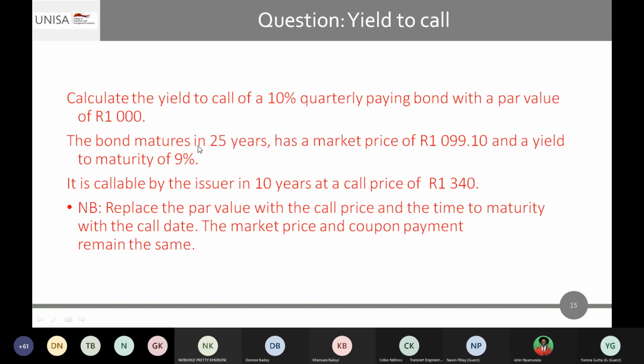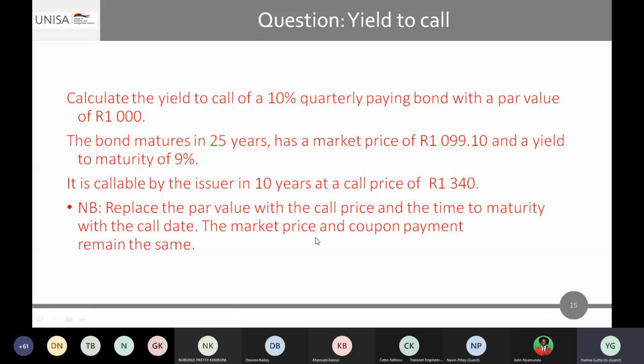Okay. Let's go on to question yield to call. Some of you have answered already. We'll just wait for the few of us to be on. So see, I've given you a clue. Replace par value with the call price, like we did previously, right? The market price will be a present value, and that's given, and the coupon payment will remain the same. The coupon payment is not affected.